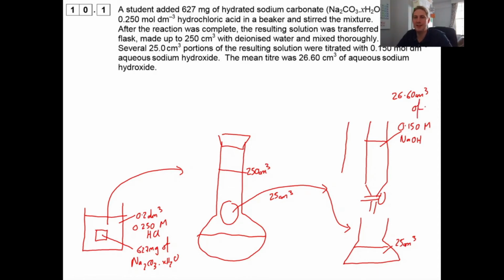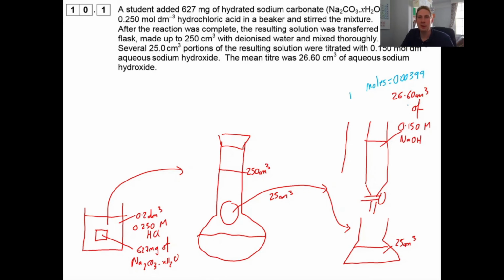Okay, now start with what you know. We know about titrations. We're going to start there. Okay, first thing is we can work out the number of moles of sodium hydroxide. So moles is concentration times volume, remembering to put the volume into decimeters cubed, so 0.150 times by 0.0266 is 0.00399 moles of that.